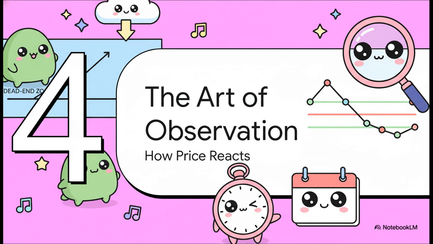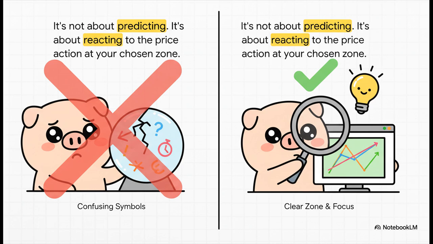Finding the zone is one thing. The real magic happens next. You have to remember, this is not a crystal ball. We are not in the business of predicting the future. We're in the business of reacting to the present. You don't just blindly place a buy order because the price touched your zone. No way. The real power is in observation. You wait for the price to get there, and then you watch how it behaves. The price action itself is what gives you the green light to act, or to just stay on the sidelines.